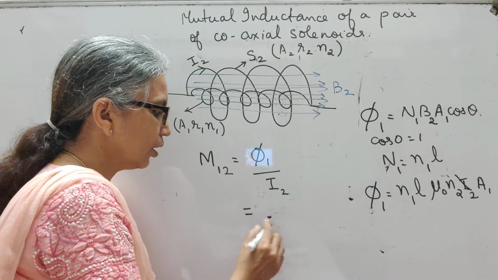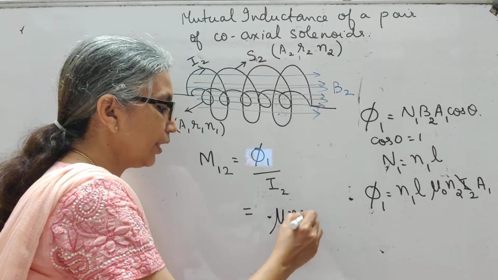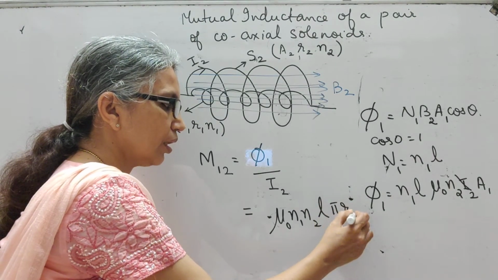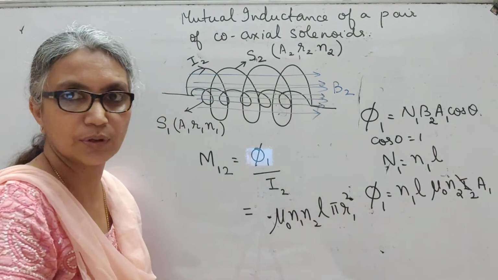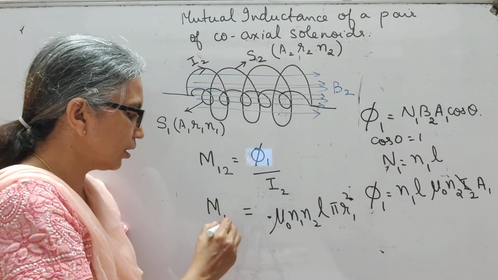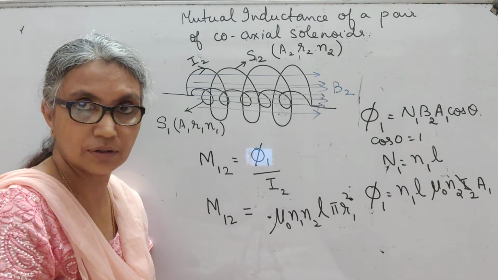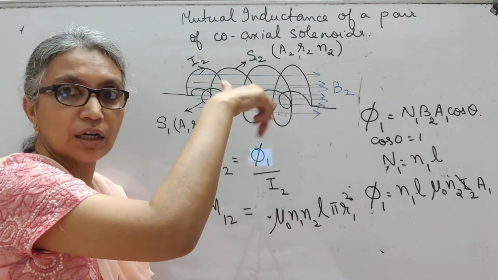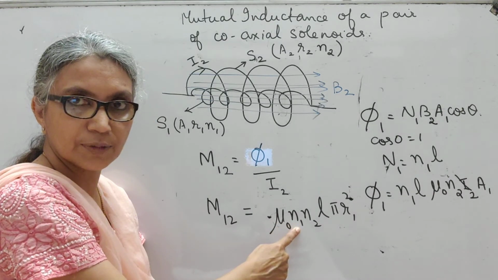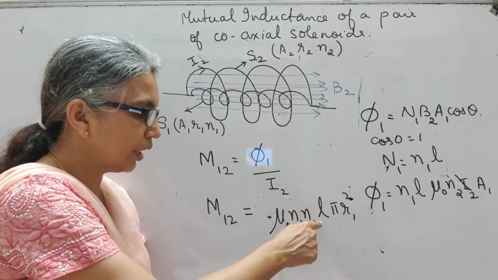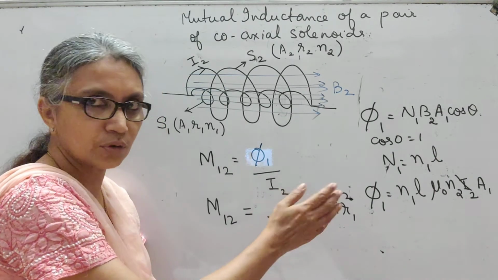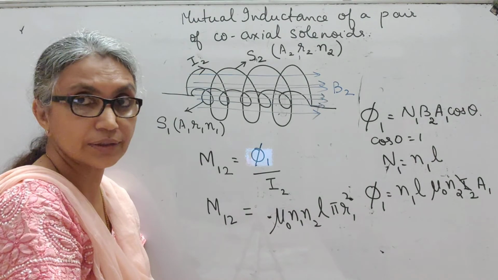and you are left with mu 0 N1 N2 L A1, or you may write it as pi R1 square, because area of cross section will be pi R1 square. So this is the mutual inductance of the first of the two when you are passing current through the larger one. Mu 0, N1 is the number of turns per unit length of the smaller one, N2 the number of turns per unit length of the larger one, and length for both the solenoids is the same. R1 is the radius of the smaller one.